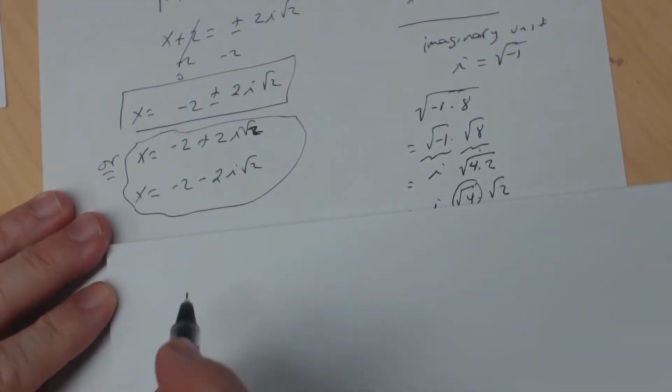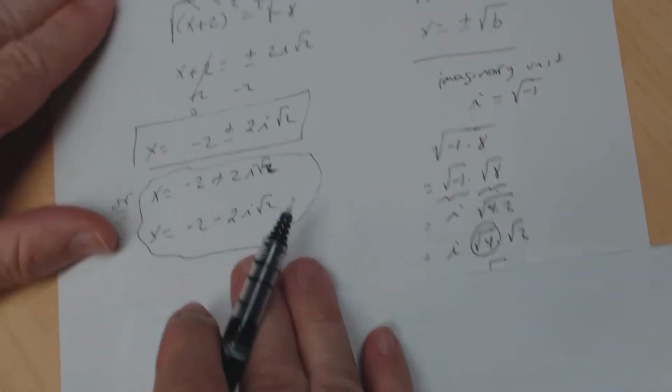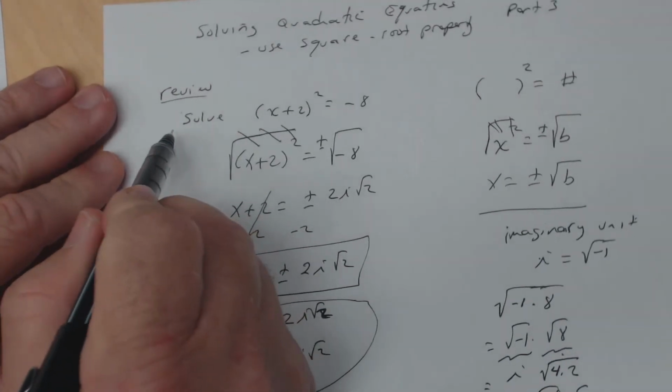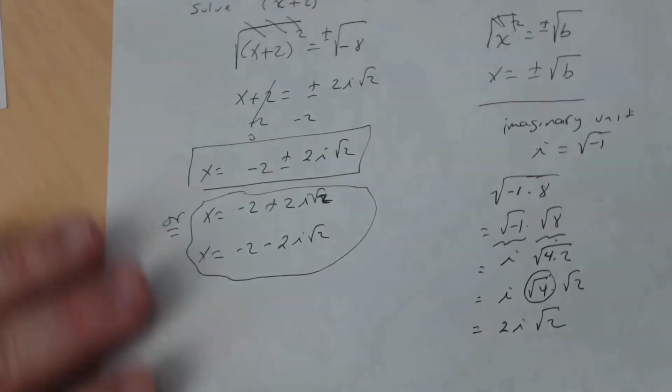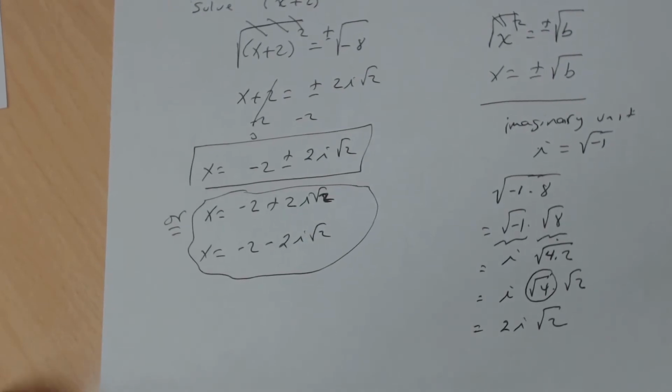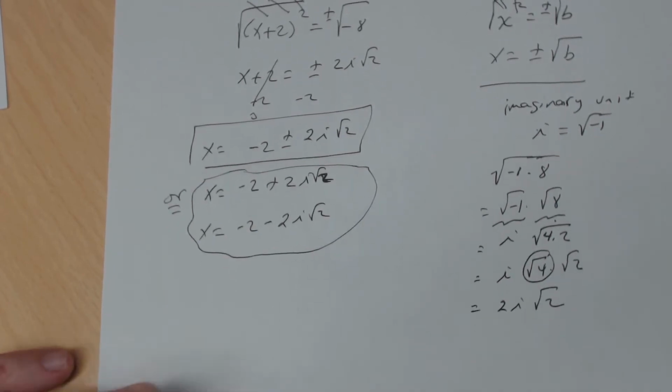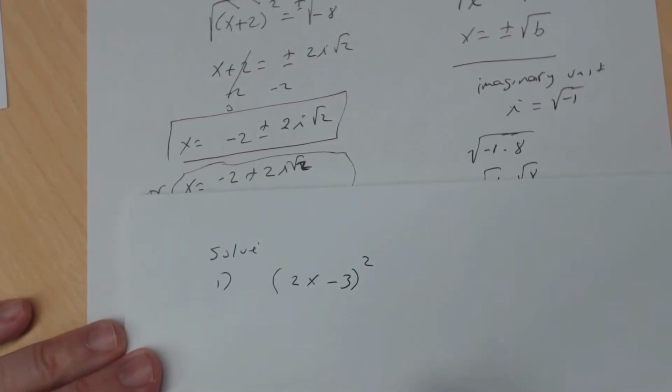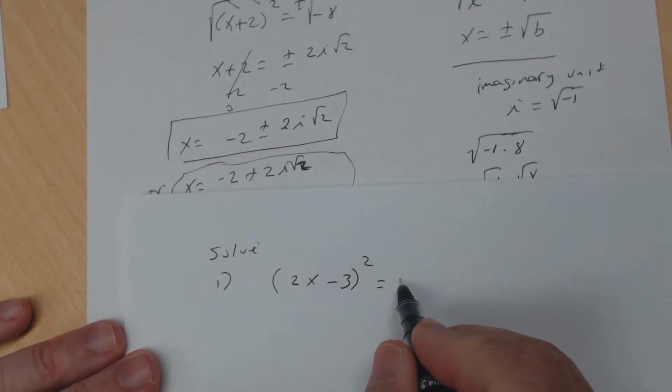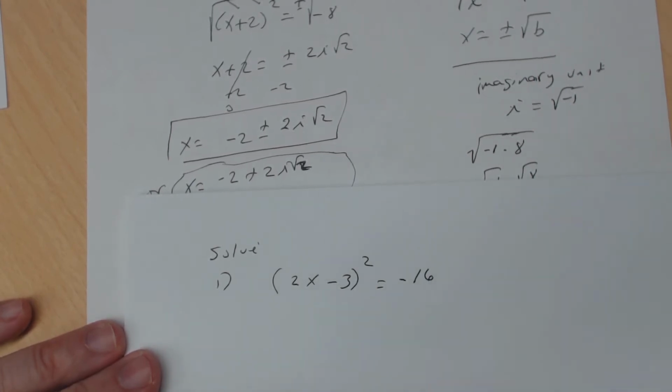So suppose you had... this will be, let's go ahead and write this as number 1. Okay, so solve. Alright, number 1. Suppose we had (2x - 3)^2 = -16.